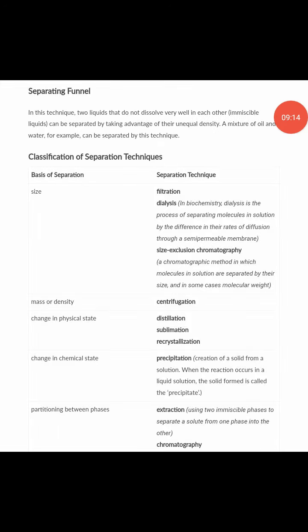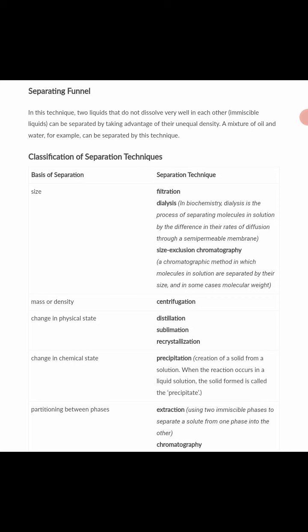Okay, as we conclude, the separating funnel. In this technique, we have two liquids that do not dissolve very well in each other, two immiscible liquids. Don't forget, fractional distillation is the opposite of this one. For fractional distillation, you are separating two miscible liquids. While with the separating funnel, two liquids that do not dissolve very well in each other can be separated by taking advantage of their unequal density. A mixture of oil and water, which are immiscible, can be separated by this technique.